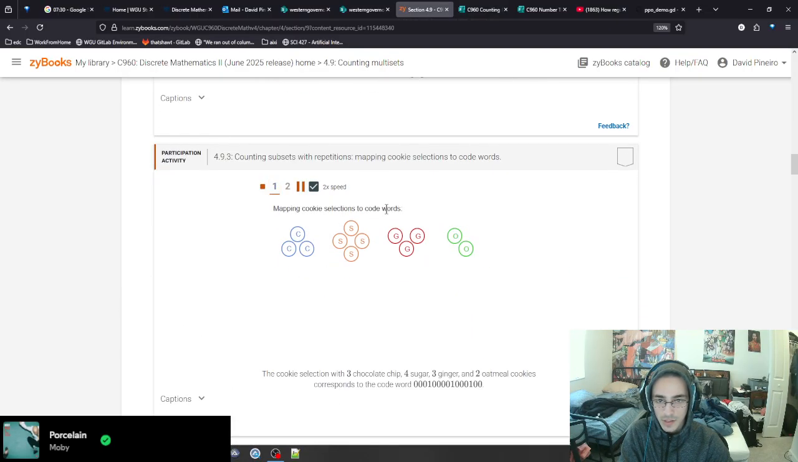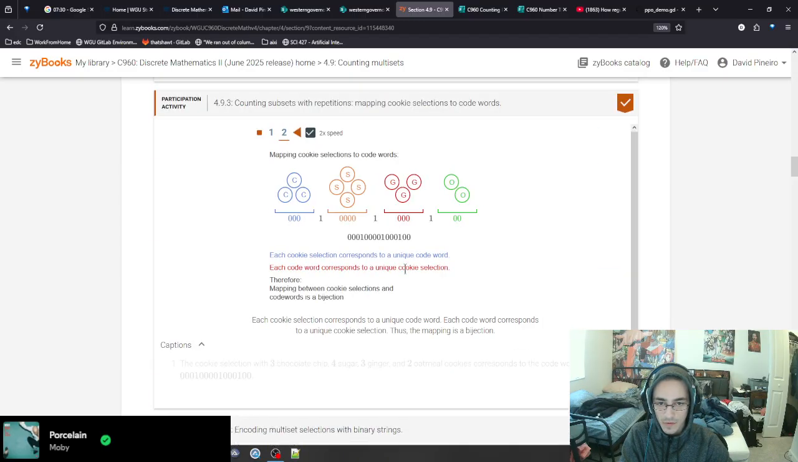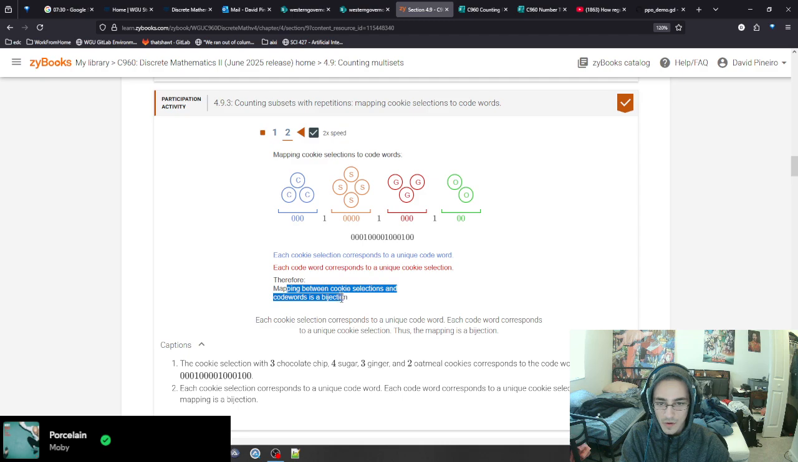Mapping cookie selection to code words. Yes, I know this. Oh, they keep saying it. Okay, so mapping between cookie selections and code words is a bijection.